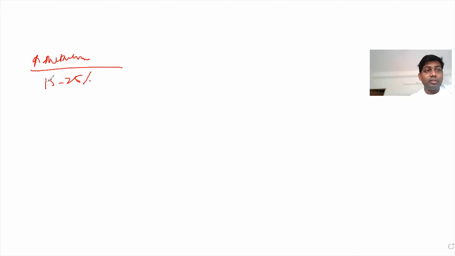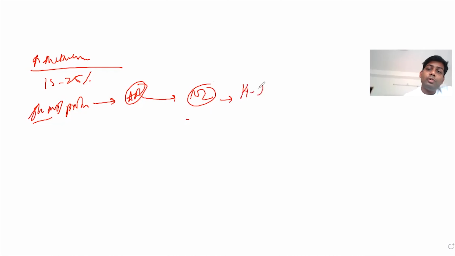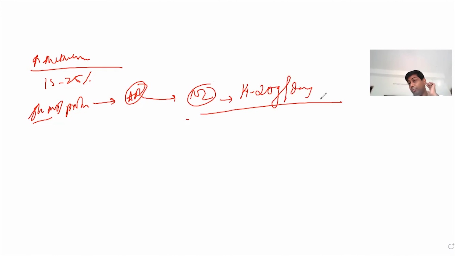What happens next? The skeletal muscle protein breakdown. The skeletal muscle protein will break down into amino acids, right? And then these amino acids will break down into nitrogen. So the urinary excretion of nitrogen will increase. It can increase up to 20 gram per day, 14 to 20 gram per day.